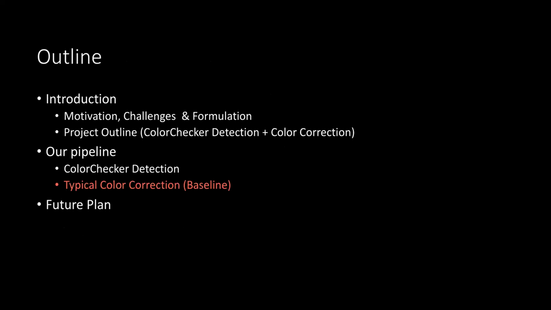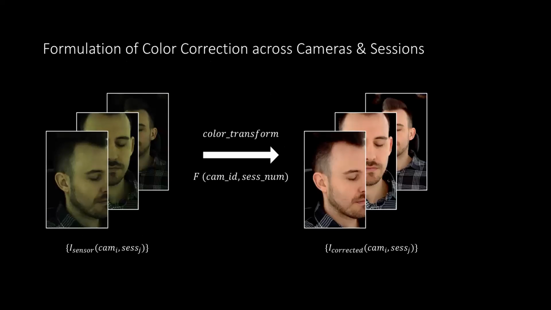Now let's move to the next step of color correction. Here we call it typical color correction because we treat this as a baseline and it's a standard practice. And let's recall the formulation of our color correction across different cameras and sessions. Our goal is to learn a mapping from the camera ID and the session number to a color transform. Here we make two assumptions to simplify the problem. First, we assume the mapping is independent of the session number. That is, the color transform is a property of the camera. It is fixed for the same camera across different sessions. The second assumption is the color transform is parameterized with an affine transformation matrix.